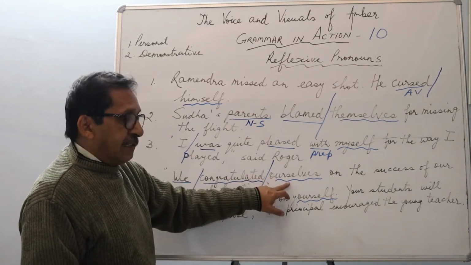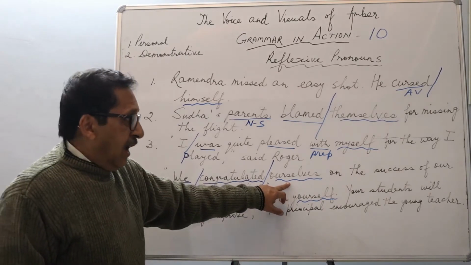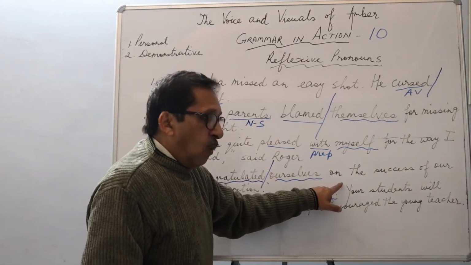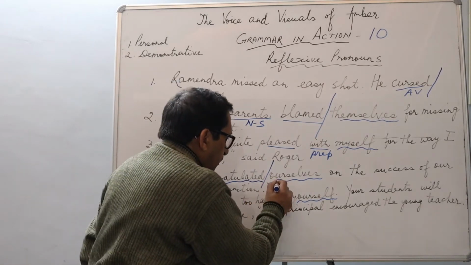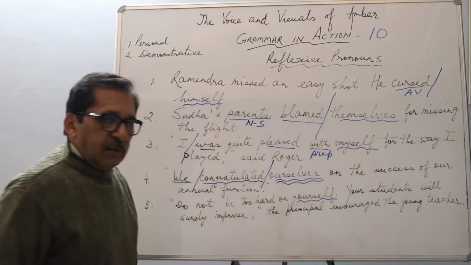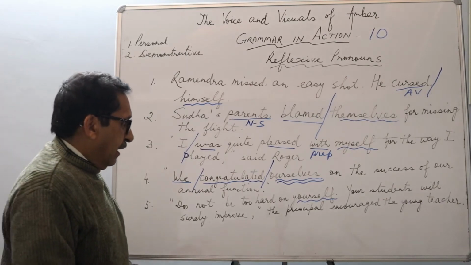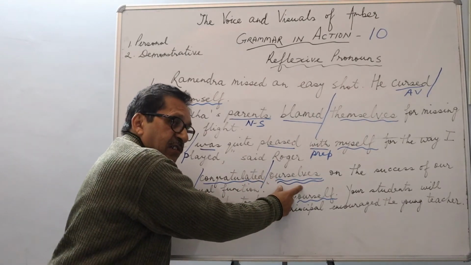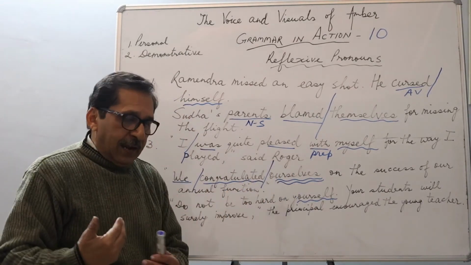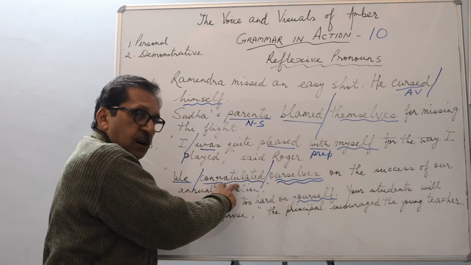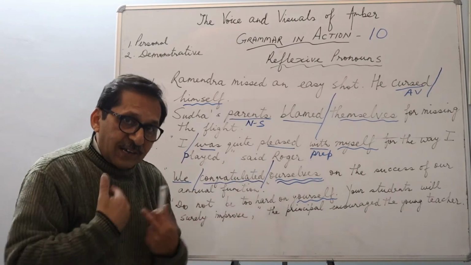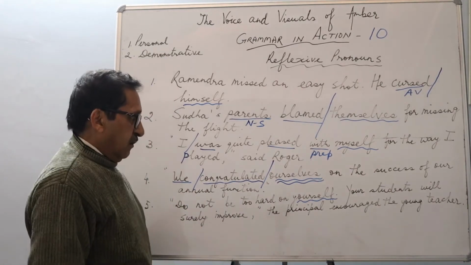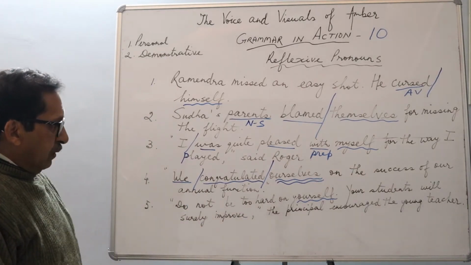So we congratulated whom? We congratulated ourselves. On what? On the success of our annual function. So ourselves is the reflexive pronoun. Why? Because it is actually receiving or reflecting back the action of congratulating. So we congratulated ourselves on the success of our annual function.